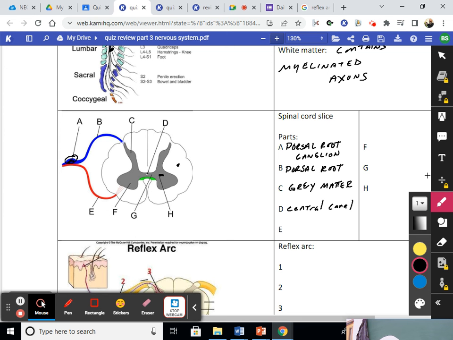E, remember, this is the front, right? This is where your belly would be up here. So this is the ventral. Ventral also means front. So that's the ventral root. There's motor neurons in the ventral root. There's sensory neurons in the dorsal root. So information comes in this way, but information comes out this way.